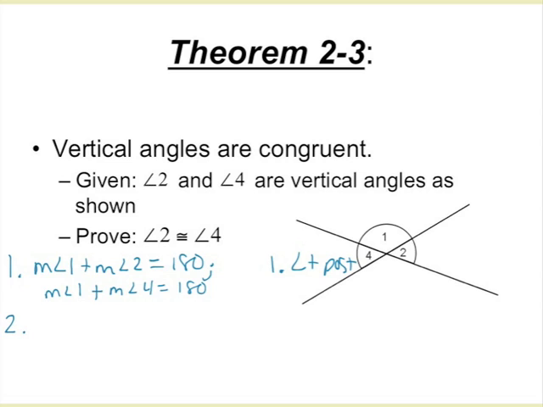If 2 things are equal to 180, what does that mean about them? They're equal to each other. So I can say that 1 plus 2 is equal to 1 plus 4. Since they both equal 180, they must be equal to each other. What is that called? Substitution. We replaced a 180 for some angles instead.